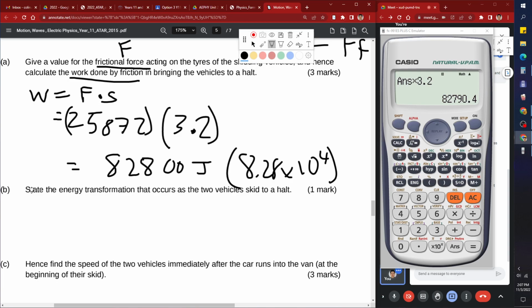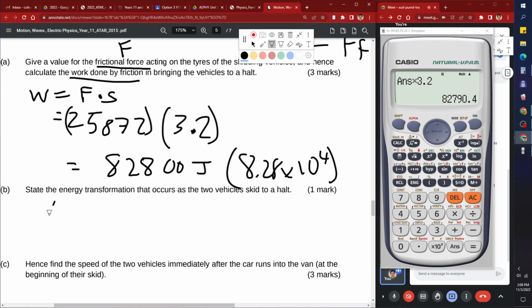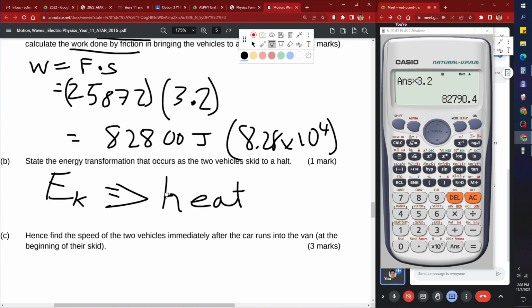All right. State the energy transformation that occurs as the two skid to a halt. Energy transformation. Oh, okay. So the energy these have, they're not nuclear or electrical, right? They're moving. So they had kinetic energy when they were moving. But what happens to all that energy when they skid to a stop? You can see it in the movies. The tires smoke because they become heat. So it's taking the moving energy, the kinetic energy, and it's basically heat and a little bit of sound because you hear that too. So mainly heat. That's it.